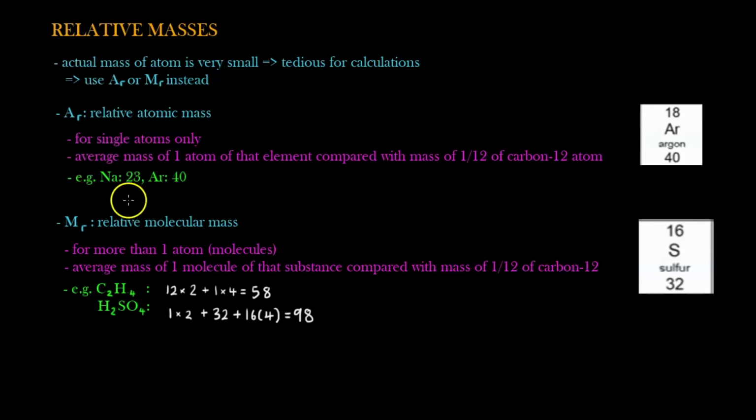So it's just 23. On the other hand, this thing called relative molecular mass is more common, I would say, because it involves more than one atom. Because we know that most elements in the periodic table are unstable, so they rather form molecules rather than just atoms. Basically, it's defined as the average mass of one molecule of that substance compared with the mass of 1/12 of a carbon-12 atom. So it's the same as AR, but now we're talking about molecules of a substance versus atoms of an element. So it's a bit different, and you have to memorize this as well.